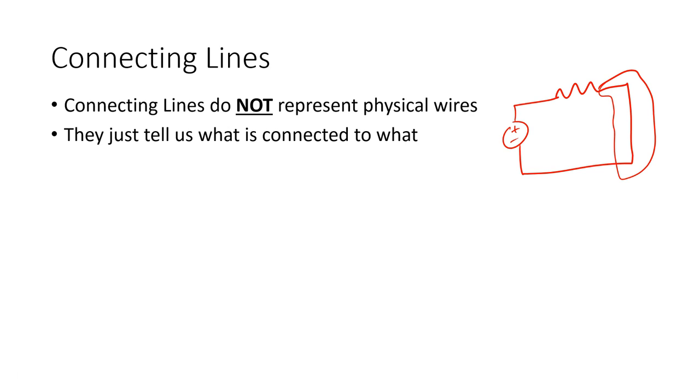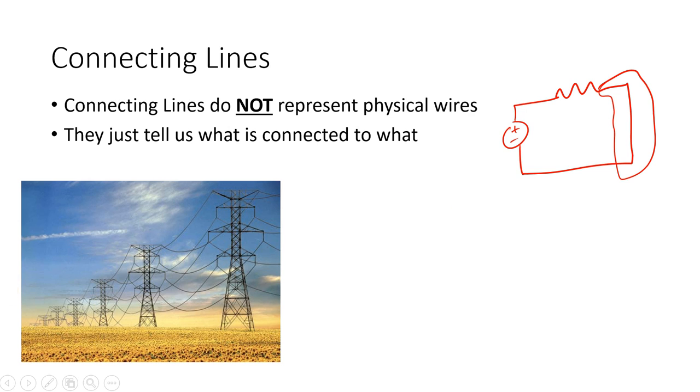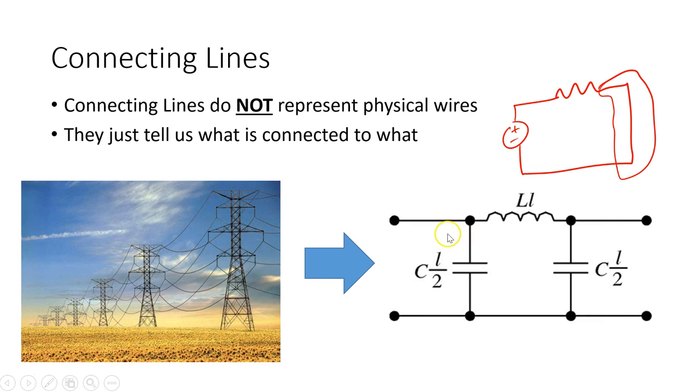They do not represent physical wires at all. They just tell us what is connected to what. And if we actually look at, say, a power system, and we have all these transmission lines going in the power system, which are essentially just thick wires, we don't represent it with a line. What we actually represent these with are a combination of inductances, capacitances, and also resistances. Here we don't have the resistances put in, but the resistances are also there.